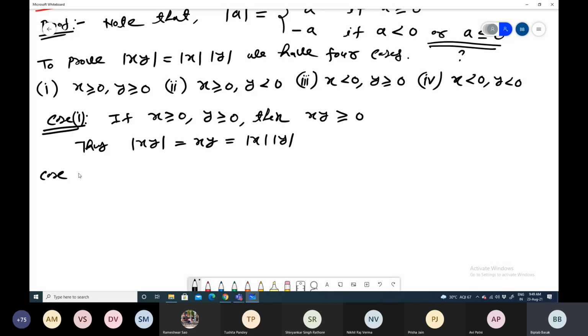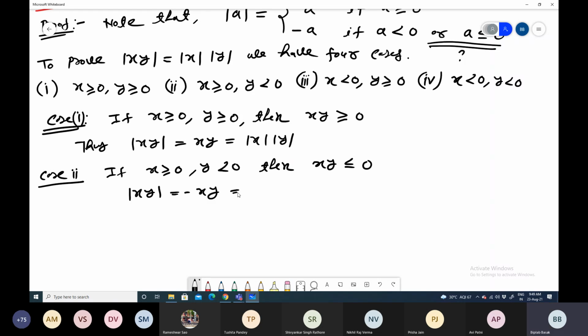Now if we look at case 2, if x is bigger equal to 0, y is less than 0, then xy, that is their product, is less than equal to 0. So therefore mod of xy will be minus xy, and it can be written as x into minus y. Now this is mod x and this is mod y. So again we have proved that.